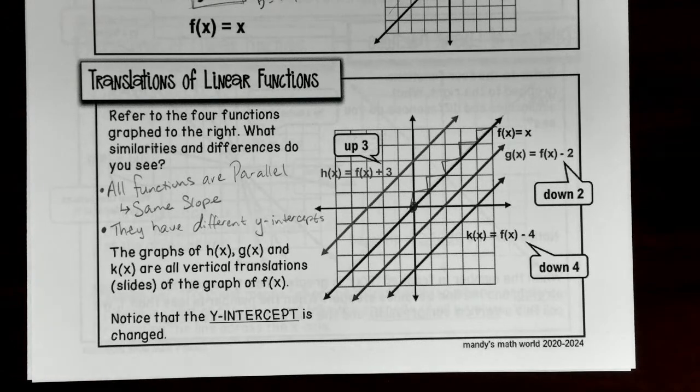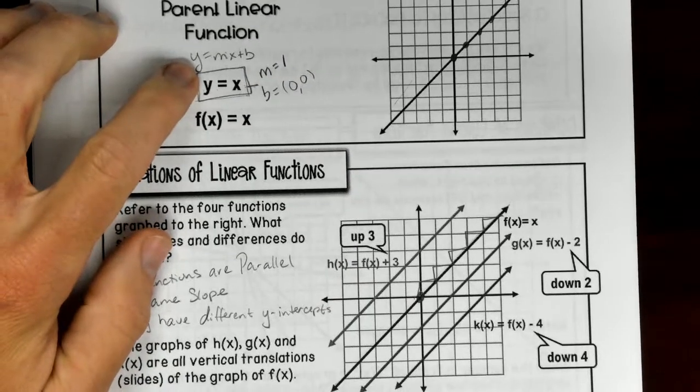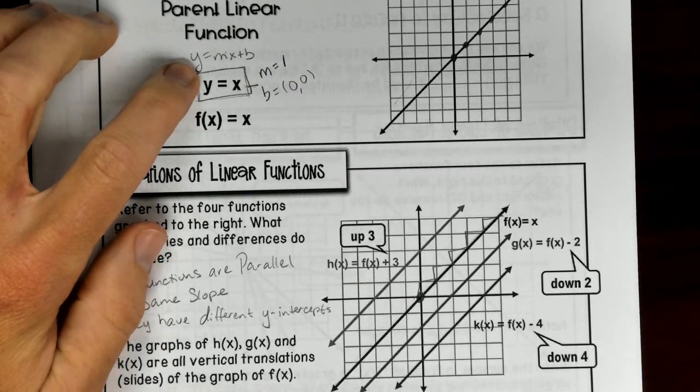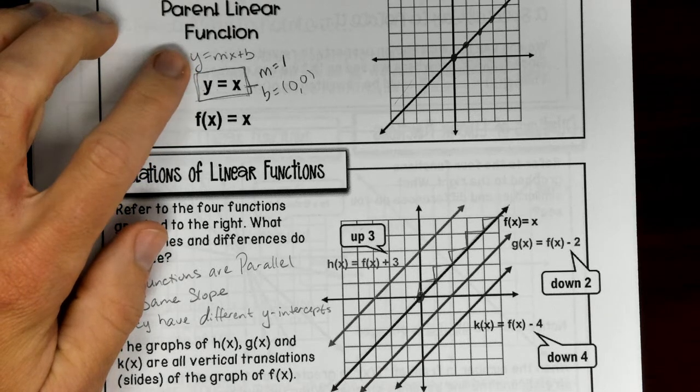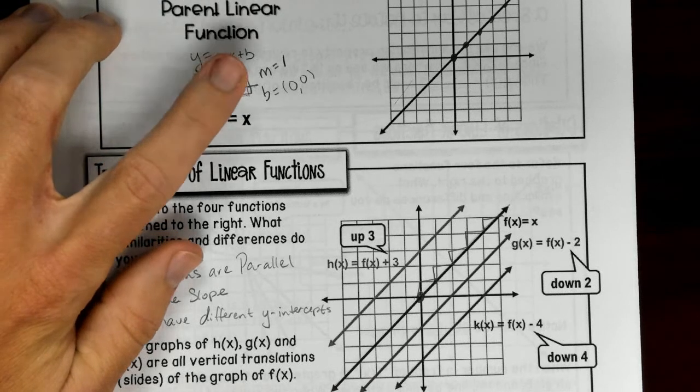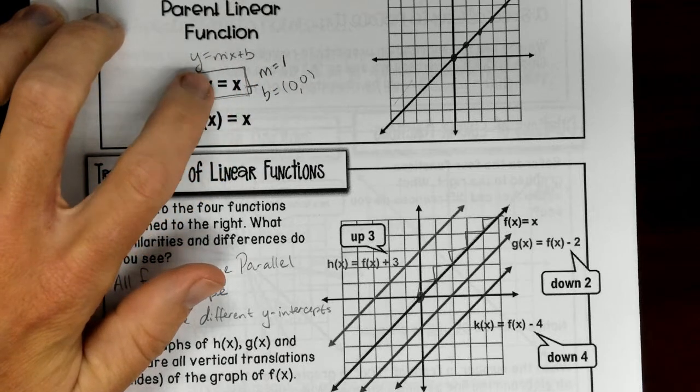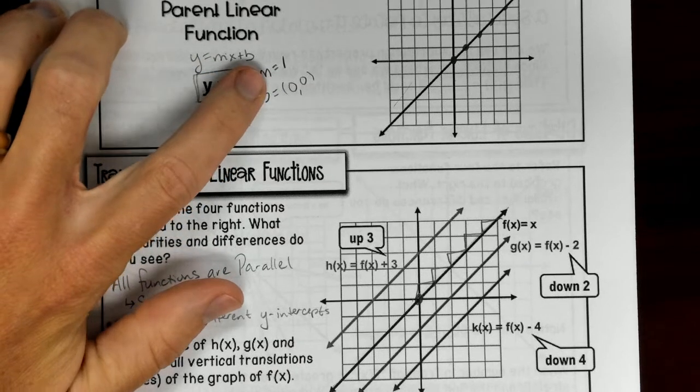So they're all parallel, they all have the same slope, but they all have different y-intercepts. So going back to slope-intercept form, what are we changing? I told you they have the same slope, but they have a different y-intercept. So what variable are we changing? B, because B is the y-intercept.